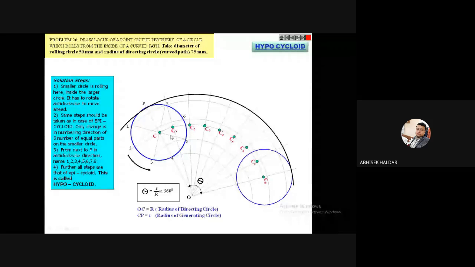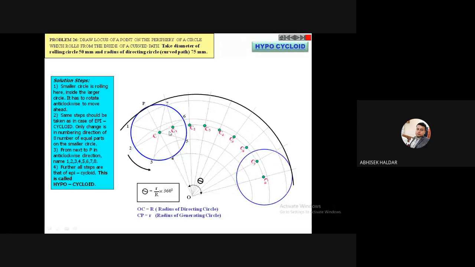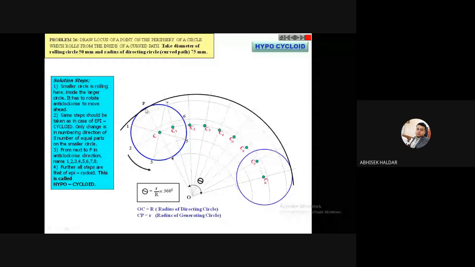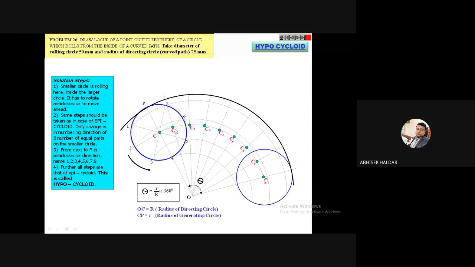So if it is clear up to this point, because I have got all the central arc points, then I will take my compass and take this CP length, that means the radius of the rolling circle. I will place it firstly at C1, and I will cut which line?